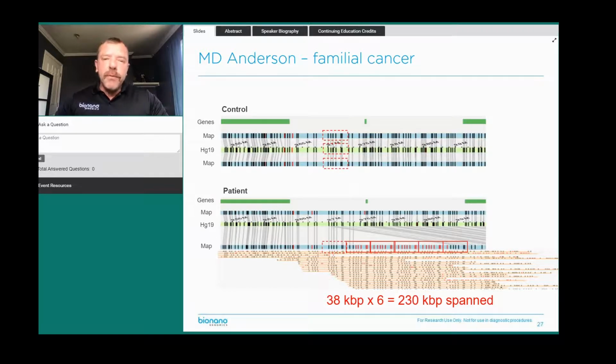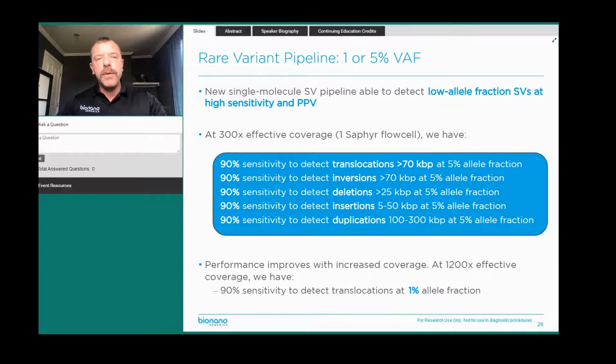Now, for cancer specifically, where samples can be very heterogeneous and you can have subclonal populations of cells, we developed another pipeline that we call the rare pipeline. And it allows you to detect very low allele fraction structural variants with very high sensitivity and very high PPV, so low false positives. And we can go down to as low as 1% variant allele fraction. So at 300x effective coverage, so that means just a single flow cell run for a day on our instrument, we can detect translocations, inversions, deletions, insertions, and duplications down to 5% allele fraction.